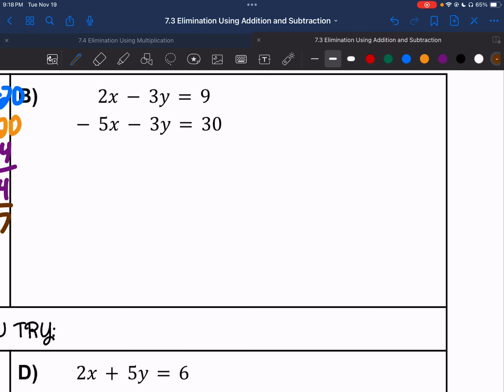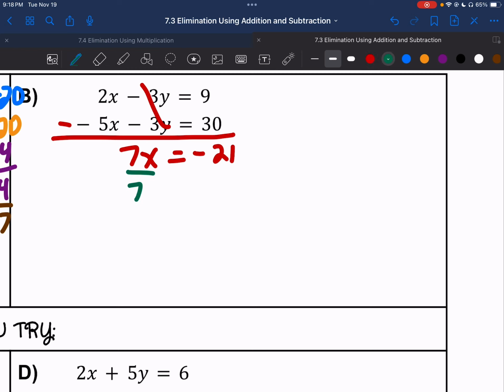Letter B. It is my y values that are the same value, so I'm going to subtract. So we have 2x minus negative 5x. That'll give us 7x. The y's cancel out. 9 minus 30 is negative 21. Divide both sides by 7, and we get x is equal to negative 3.